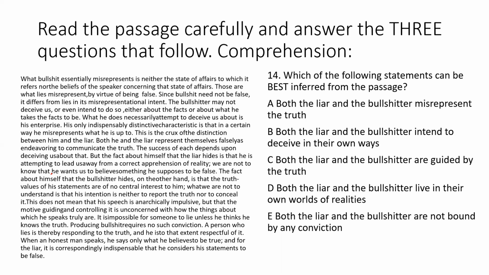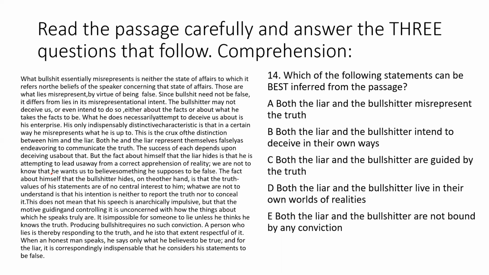Producing bullshit requires no such conviction. A person who lies is thereby responding to the truth, and he is to that extent respectful of it. When an honest man speaks, he says only what he believes to be true, and for the liar, it is correspondingly indispensable that he considers his statement to be false. So the question is again the inference. So what can be inferred?